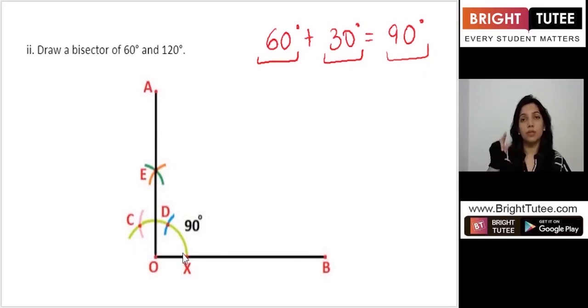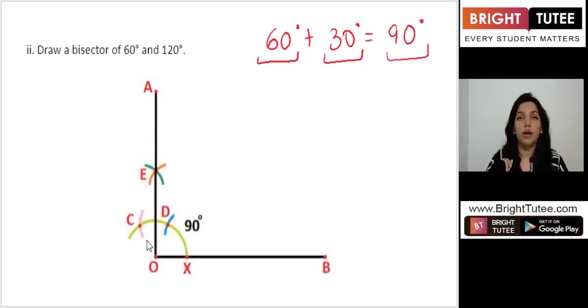Now don't disturb this particular opening. From X as the center, you need to make an arc which is meeting the previously drawn arc at point D. If you join O to D, this will be 60 degrees, right? Now with the same opening of the compass, keeping the pointer at D, you will make another arc. It will be meeting at point C. If you join this particular point C to O, you will get 120. Right, but these are not the point of concern for us.